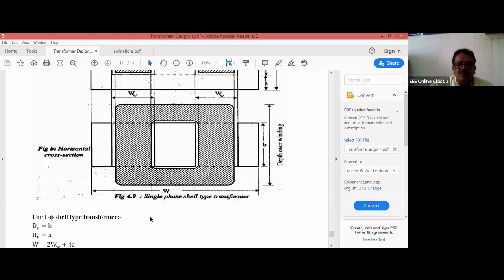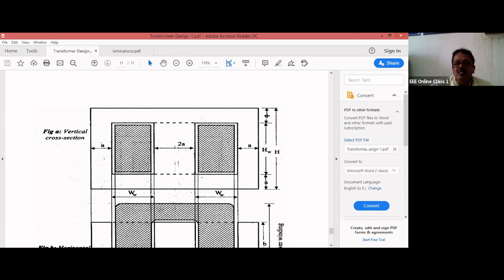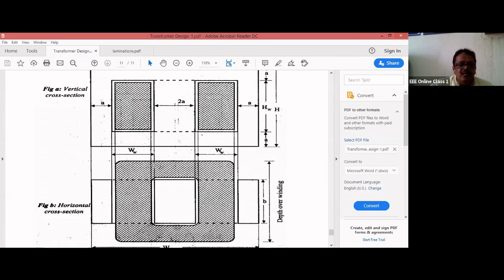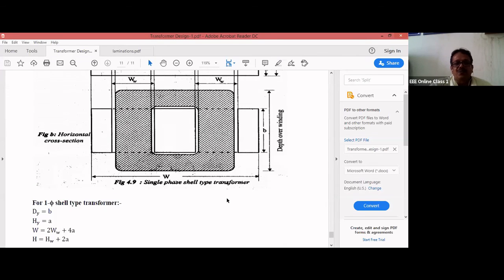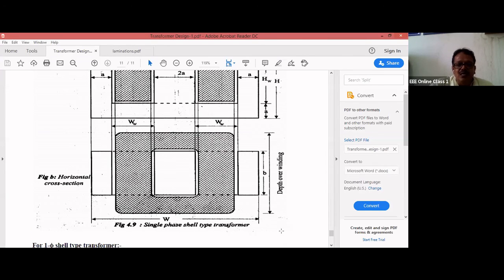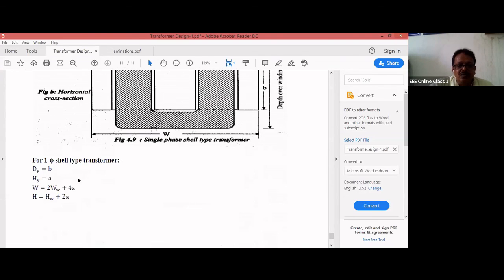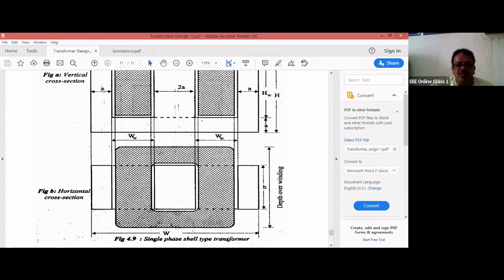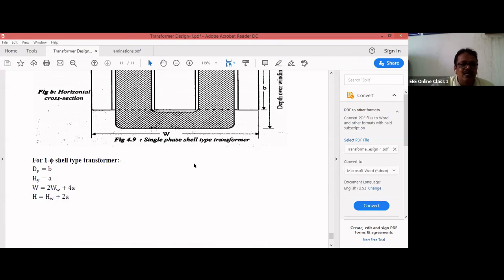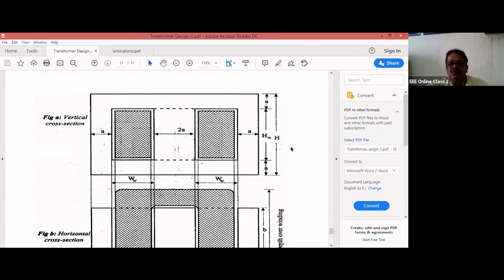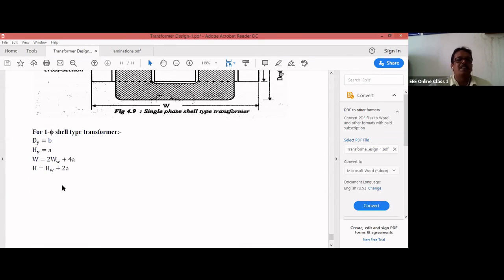Height of the yoke: this is the height of the yoke, and it will be A. What is overall W here? I can take WW, WW, so 2WW plus 2A plus A and A. So I get 2WW plus 4A. 2WW plus A plus 2A plus A gives 4A. And overall height is what? H is equal to HW plus A plus A, so HW plus 2A.